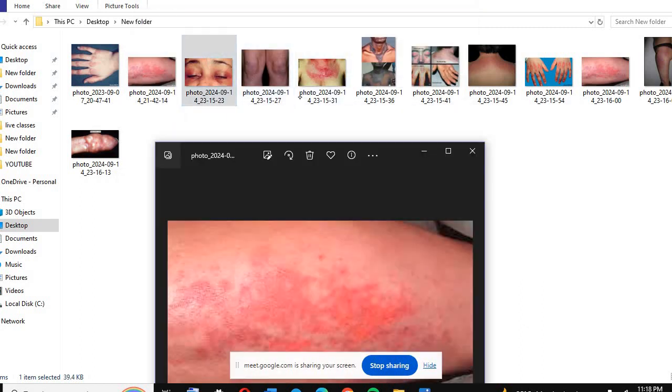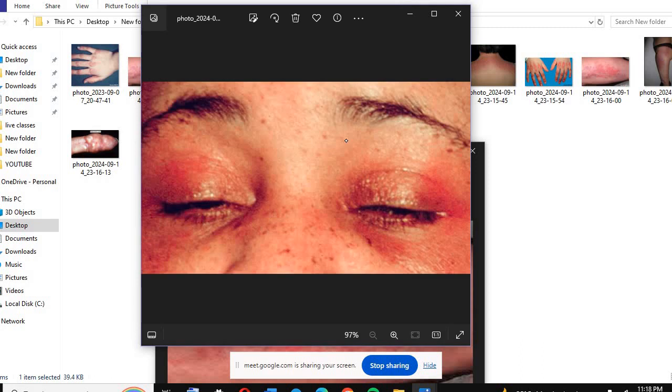After that, if you want to see this condition, which kind of rash is shown in the image? This is known as the heliotrope rash. You can see the periorbital edema: around the orbit there is some edema, and it looks violet-bluish.